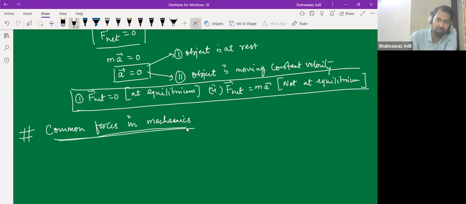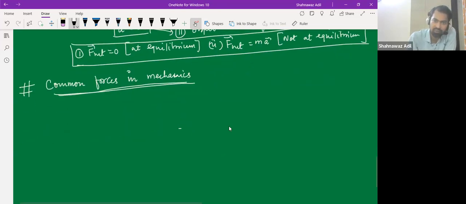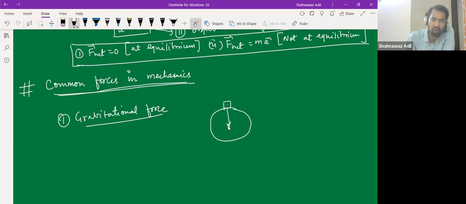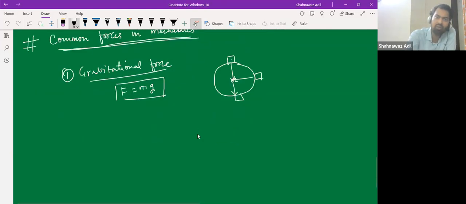Then we understood the common forces in mechanics. The first one was the gravitational force. Every object is pulled down towards the center of the earth. Let's say this is the surface of the earth and the object is here. Every object is pulled towards the center of the earth, and the force of gravity is equal to mg. This is at the surface, and it is always towards the center, right?